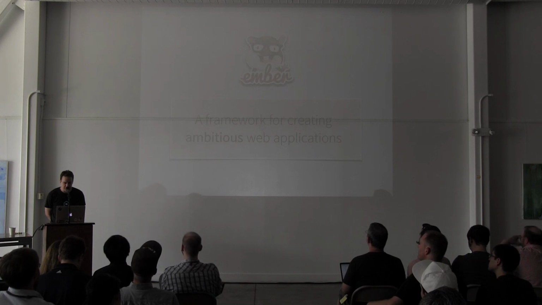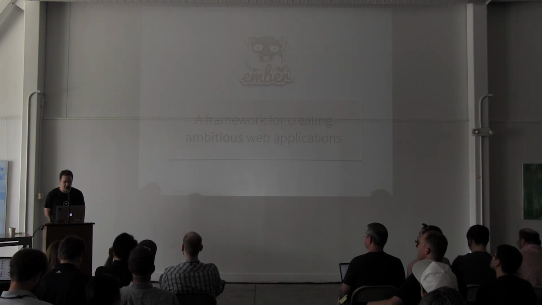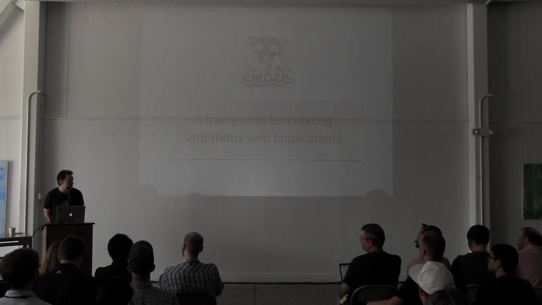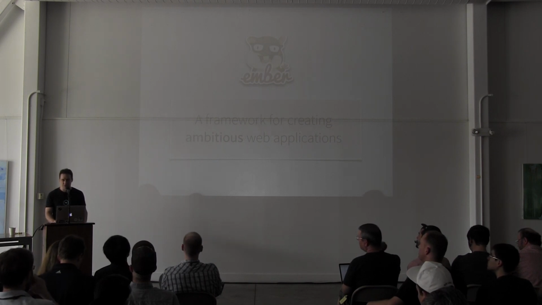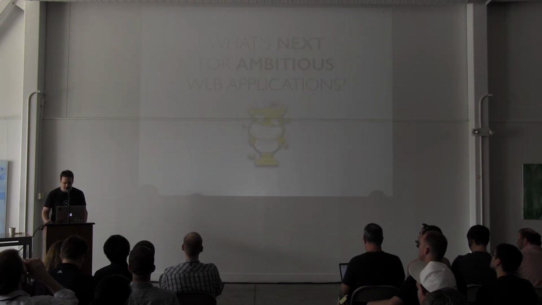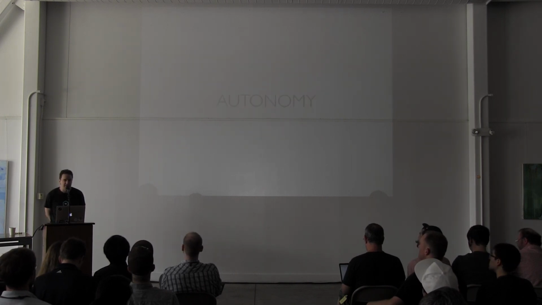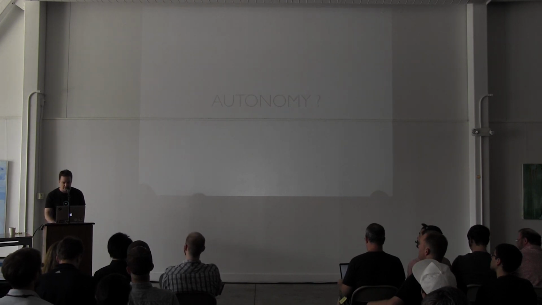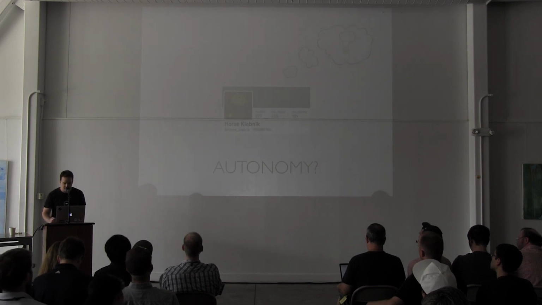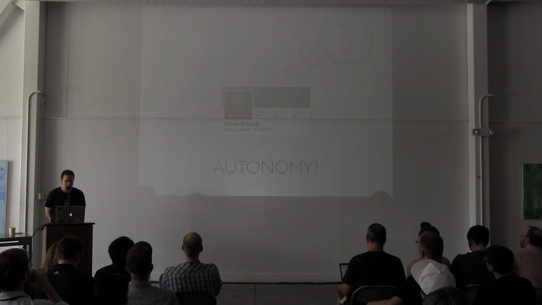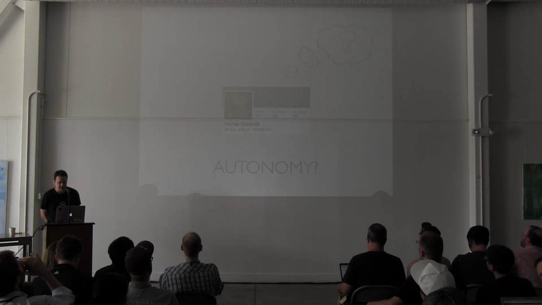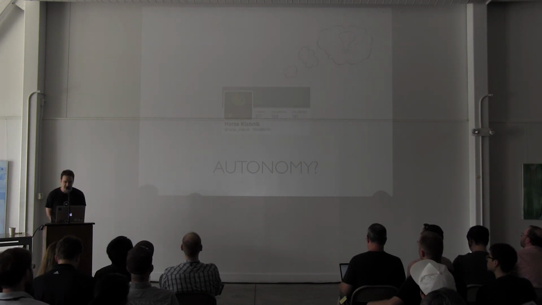So as Ember developers, we're not unfamiliar with pushing the boundaries of what web applications can do. I often like to ask myself, what's next? What's beyond this envelope? And lately, the answer that's been coming to me is autonomy. What do I mean by that? I'm not talking about some free-thinking bot that gains consciousness and passes the Turing test.